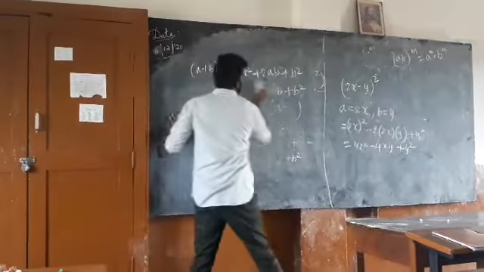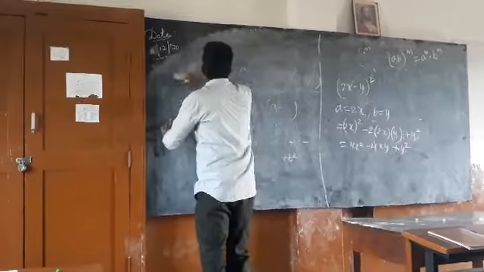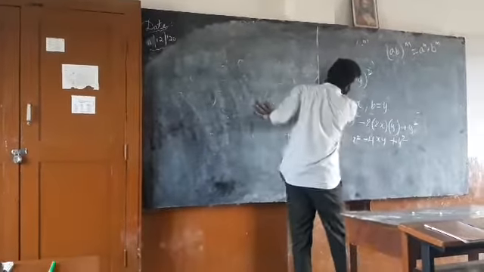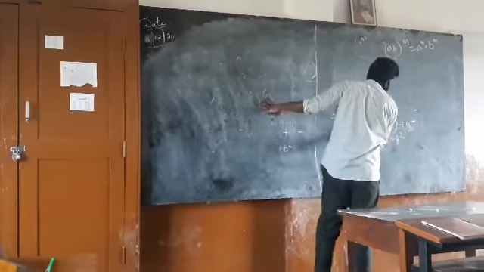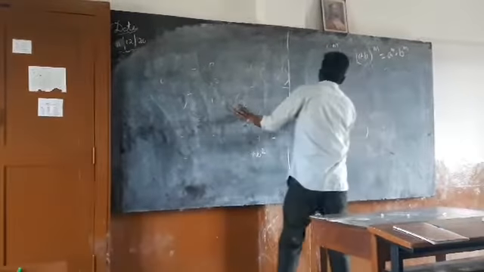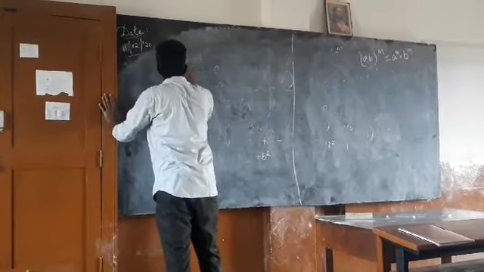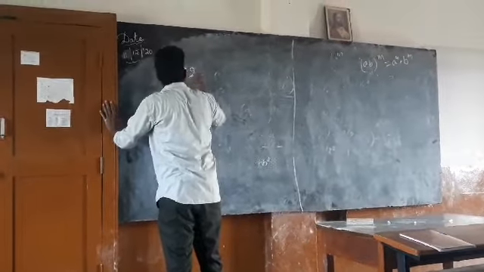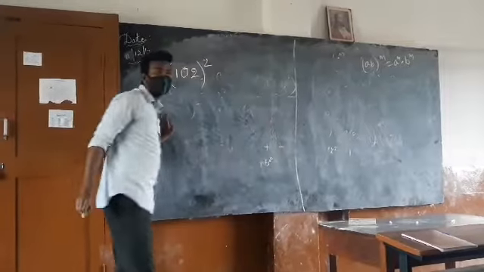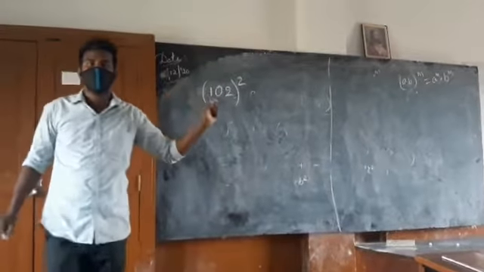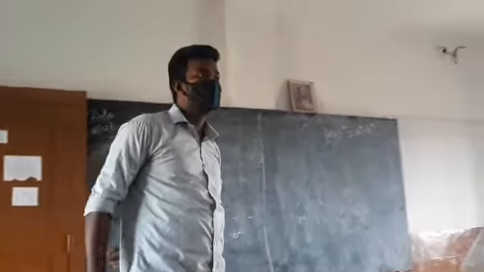As I told you already, there are some technical problems where you could use a plus b whole square and a minus b whole square effectively. Say, if it is asked to find 102 whole square, yes, it can be turned into a plus b whole square. How?